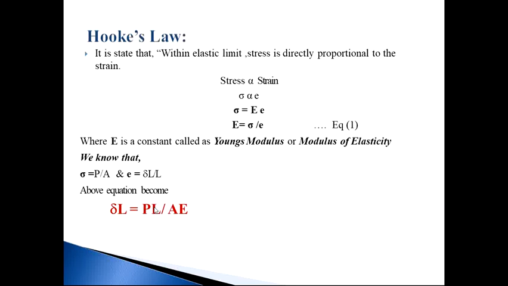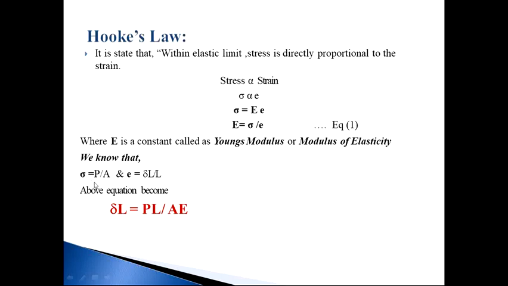Next, Hooke's law. What does Hooke's law state? It states that within elastic limit, stress is directly proportional to strain. Means within elastic limit, stress and strain are directly proportional to each other. So sigma is directly proportional to e, so sigma is equal to capital E into small e. So capital E is equal to sigma upon e. It is nothing but Young's modulus. Sigma is stress and e is strain, so Young's modulus E is equal to stress upon strain. This is equation number 1.